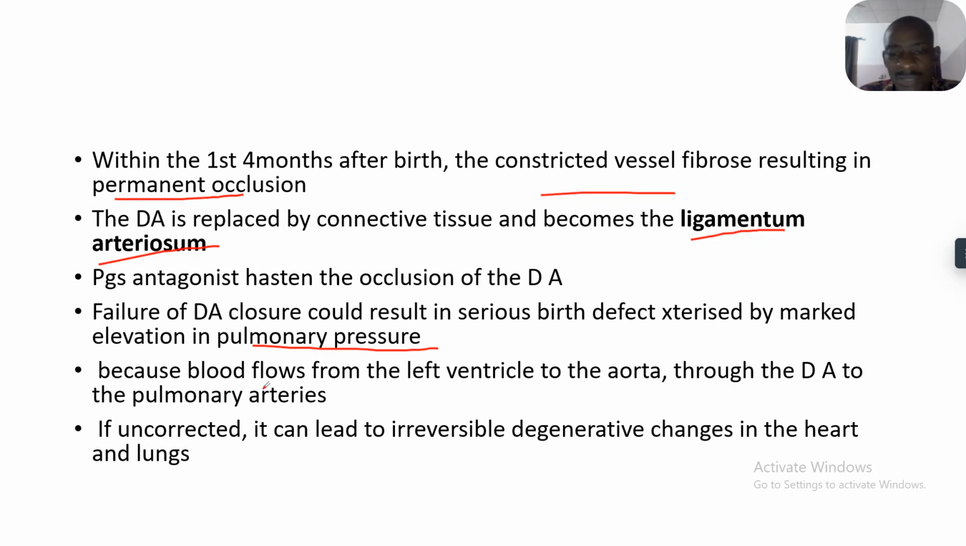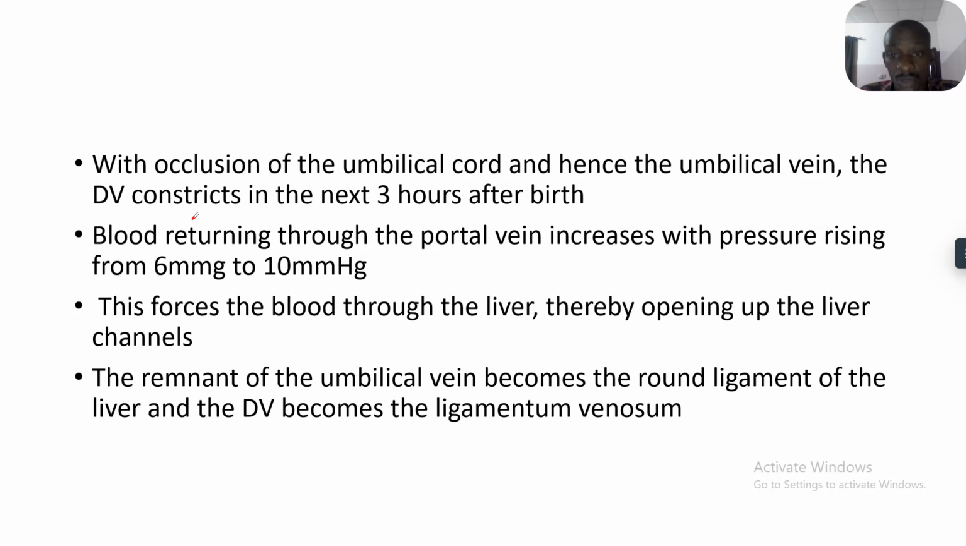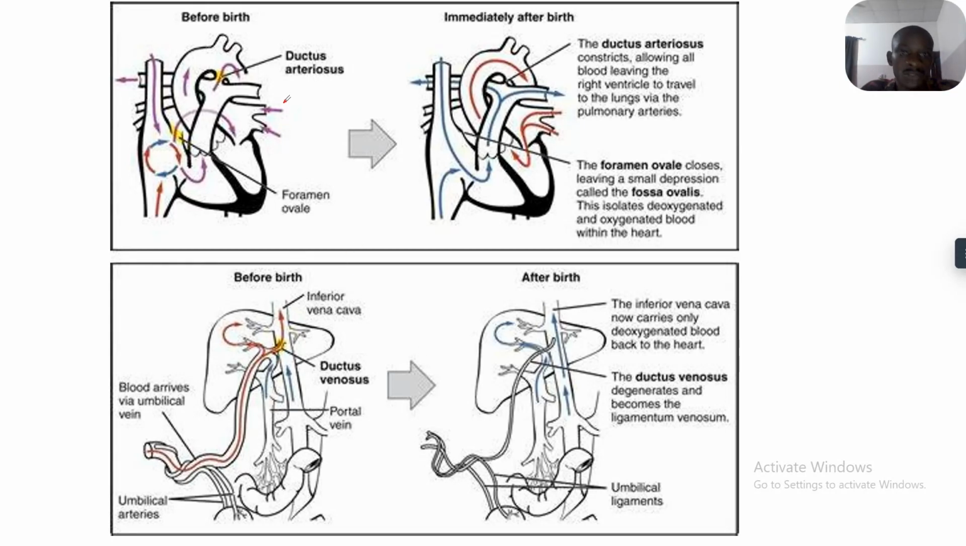Now, because of blood flow from the left ventricle to the aorta through the ductus arteriosus to the pulmonary arteries, if uncorrected, it can lead to irreversible degenerative changes in the heart and the lungs. Now, with occlusion of the umbilical cord, hence the umbilical vein, the ductus venosus constricts in the next 3 hours after birth. Blood returning through the portal vein increases, with pressure rising from 6 millimeter mercury to 10 millimeter mercury. This forces the blood through the liver, thereby opening the liver channels. Remnants of the umbilical vein become the round ligament of the liver, and the ductus venosus becomes the ligamentum venosum.